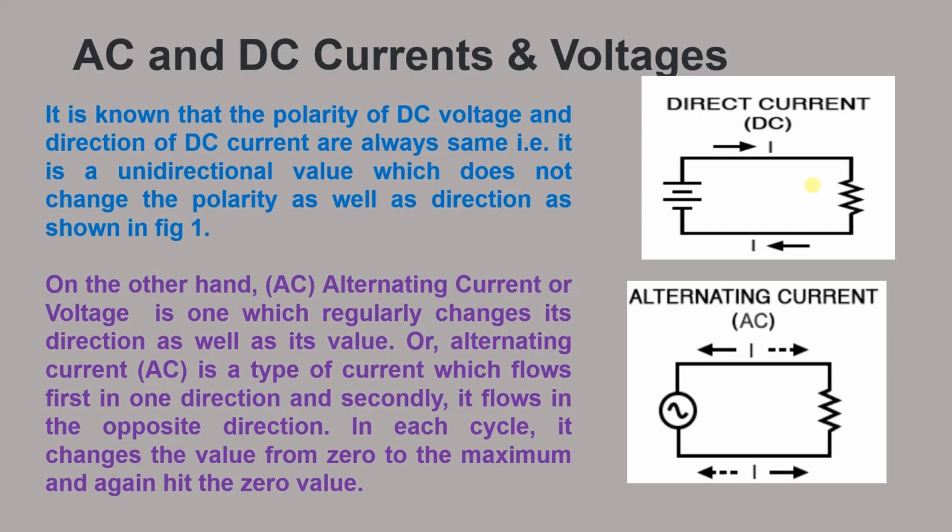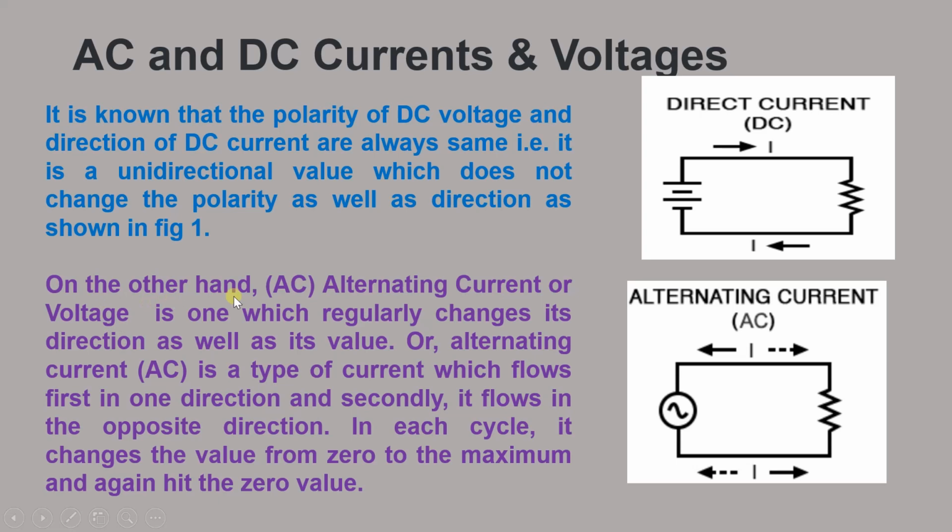It is known that the polarity of DC voltage and direction of DC current are always the same. That is, it is a unidirectional value which does not change the polarity as well as the direction, as shown in this figure. This shows the diagram of direct current, in which we have a voltage source and a resistance and the direction of the current. The direction of the current remains the same throughout the circuit based on the polarity of this voltage source. Unless the polarities of the voltage source are changed, the current directions remain the same.